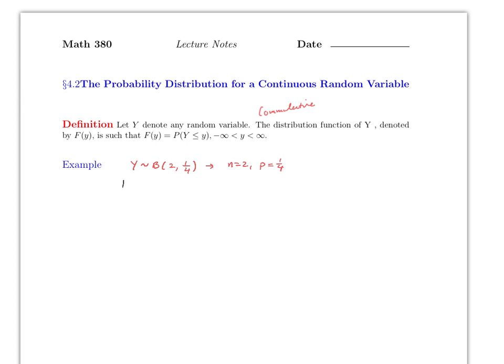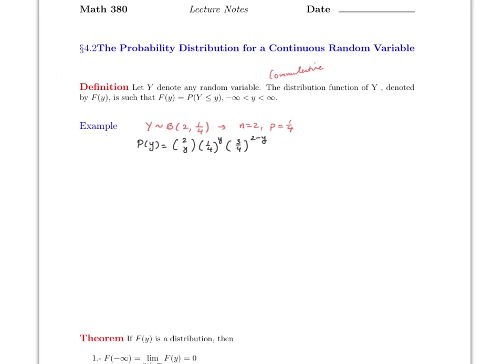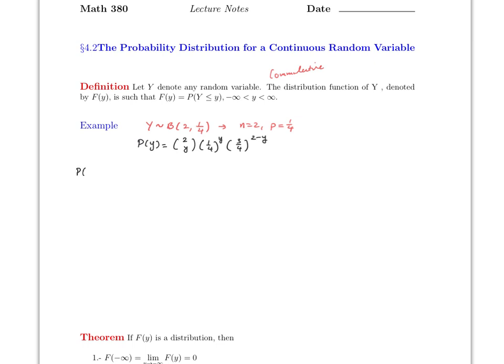Now remember that the mass function for this is equal to 2 choose y, times 1/4 to the y, and then the failure probability, which is 3/4 to the 2 minus y. Okay, so again, this is not new, and we have calculated this before. The probability of 0, remember, is 2 choose 0, 1/4 to the 0 power times 3/4 squared, which is equal to 9/16.